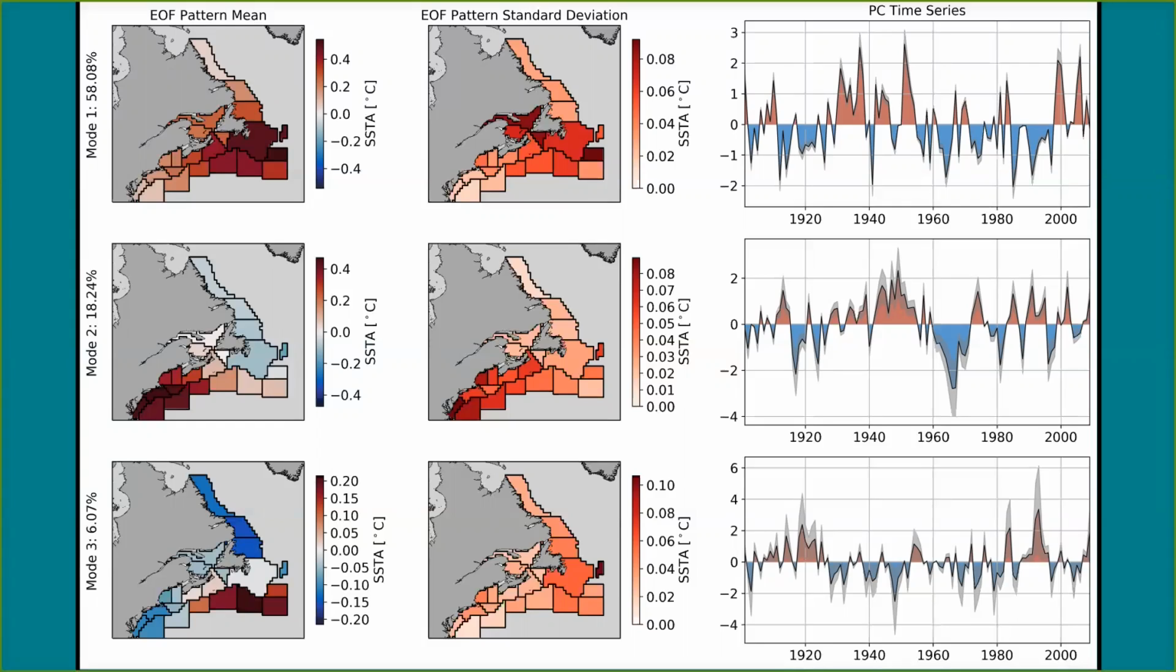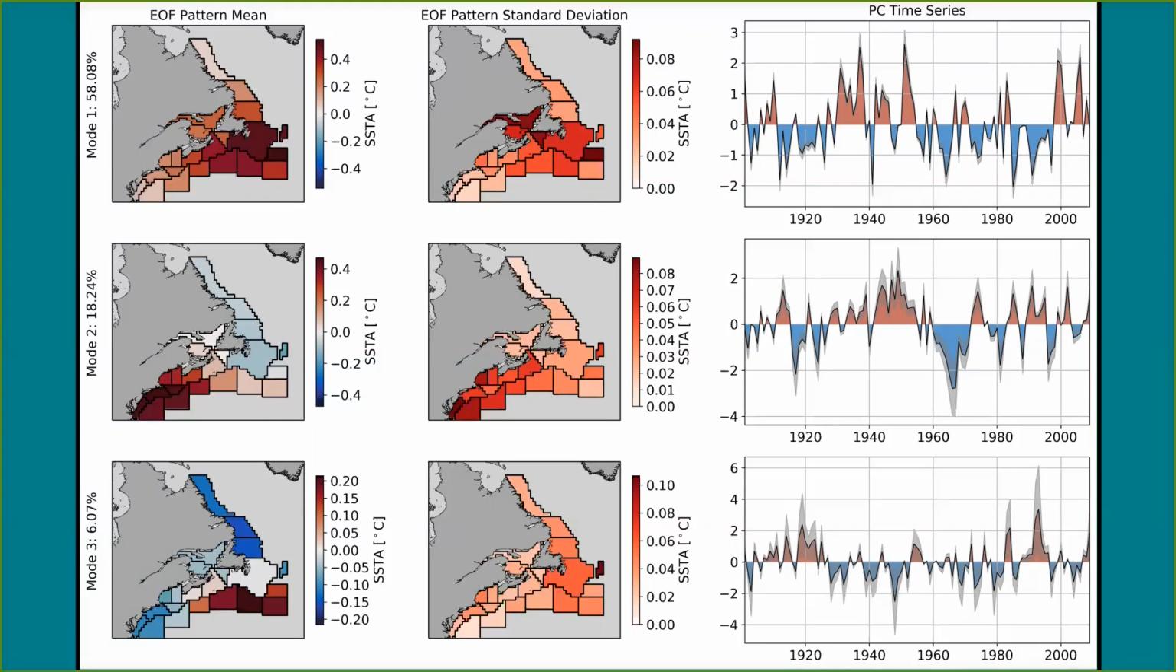The first mode shows good agreement with previous studies correlating it with the Atlantic Multidecadal Oscillation. It is a positive monopolar structure centered around the Grand Banks and has a strong multi-decadal signal in the time series. The standard deviation of the spatial pattern is highest at the pole, and the uncertainty in the time series is highest at the peaks and troughs. It also explains 58% of the total sea surface temperature anomaly variability.